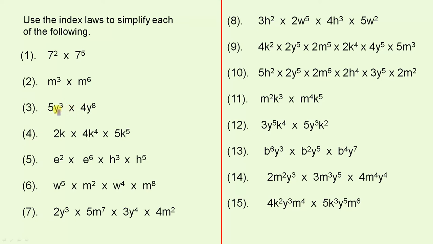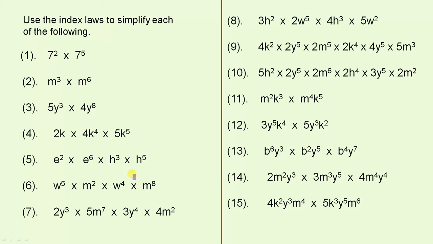This one is slightly different because you have the numbers here in front. They're called coefficients. So in the lesson it also explains what to do with those. Here we have three terms multiplied together. Now you remember that if you have a letter and there's no index up here, we know it's a 1. You already know that.